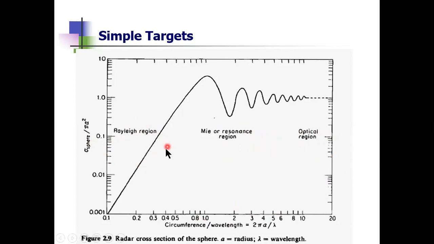In Rayleigh, 2 pi a by lambda is much less than 1. So sigma is proportional to lambda to the power minus 4, or f to the power 4. And here sigma depends on the volume of the object rather than the shape.